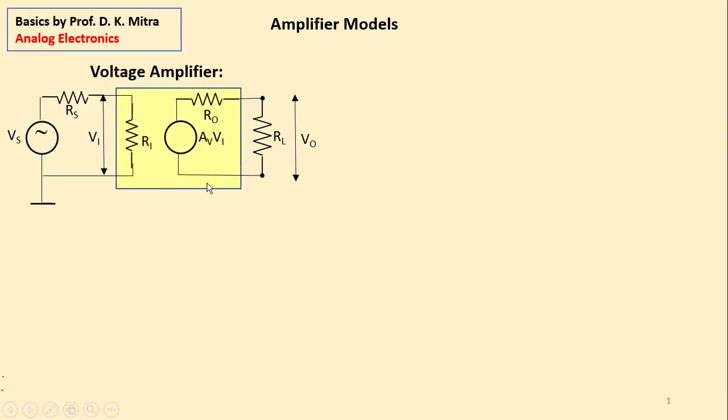Any such equipment or electronic circuit will have an input impedance. This is the input impedance. In fact, this is a Thevenin equivalent of a voltage amplifier. Whenever you try to give any input signal, it will obviously face the impedance or resistance. That is the input resistance, which we name Ri. And since the Thevenin equivalent of a voltage amplifier gives voltage output, there is a voltage source here.